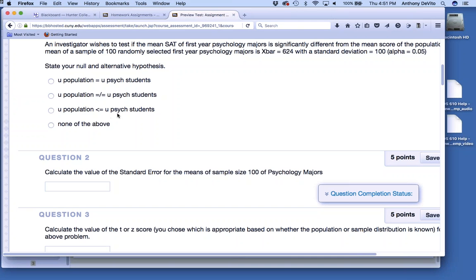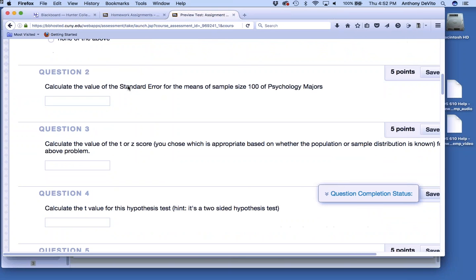Mu population is less than or equal to mu psych students, or none of the above. So which one do you think that is? The null hypothesis always has an equality in it. So right now, the null hypothesis we're starting with is that the mean of the population is equal to the mean of the psych students. That's it. We're going to start with the assumption that they're the same so that we can disprove it and say that they're different. Are you comfortable with that? Okay, good.